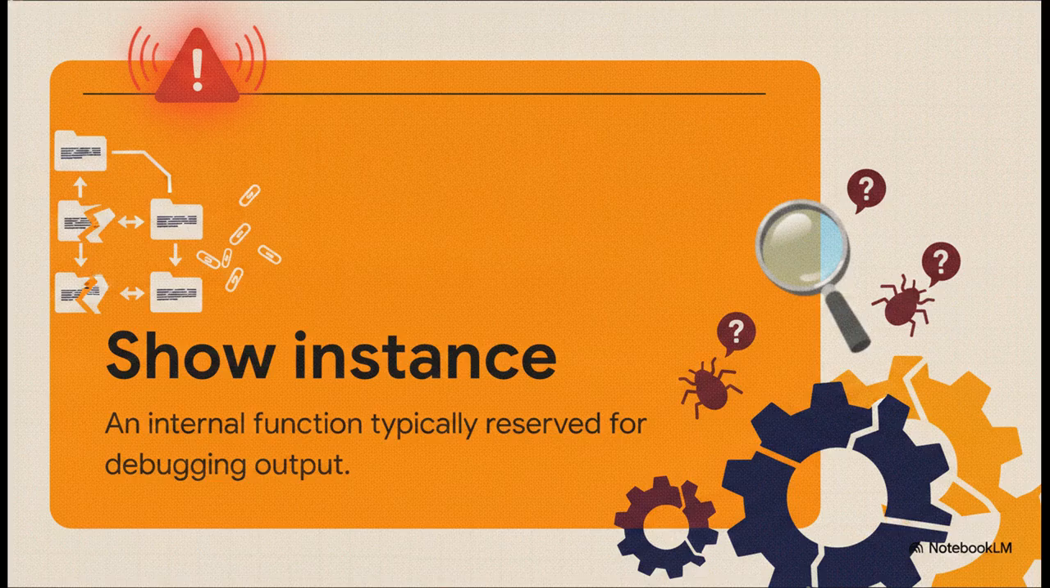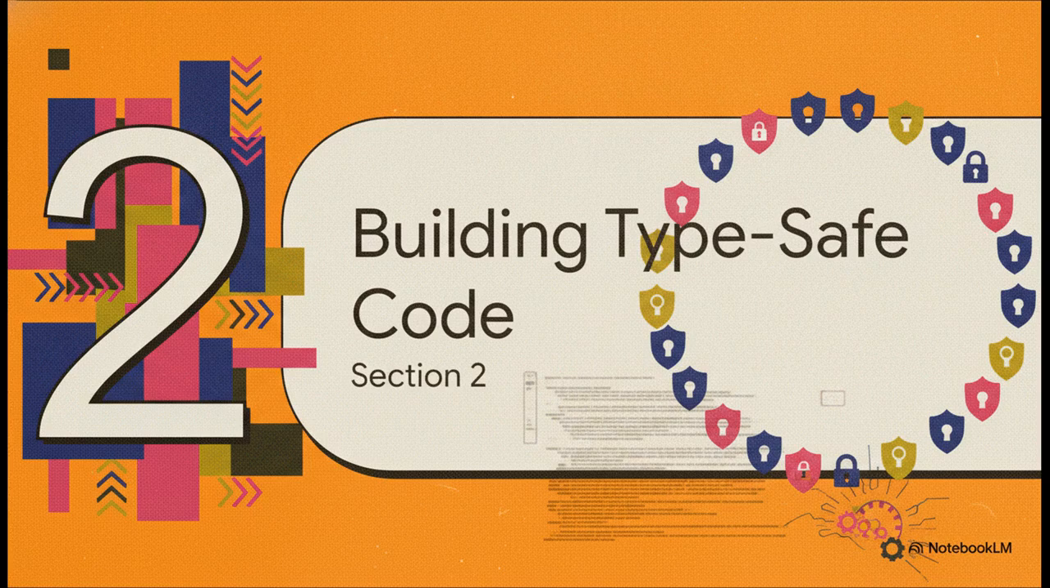Imagine a well-meaning developer comes along and tweaks the debugging label just to make it more readable in the console. Bam! Suddenly your file system paths are completely broken, and the worst part, the compiler wouldn't even warn you it happened. Which brings us to Section 2, building a type-safe function.